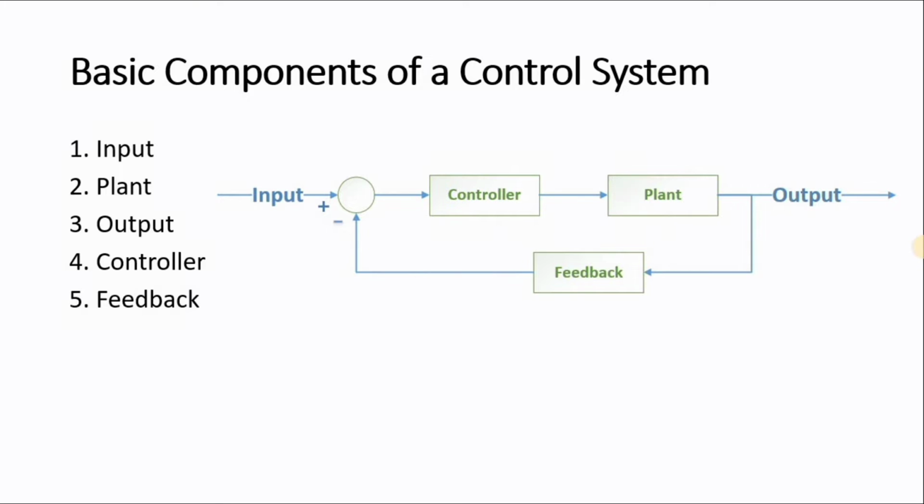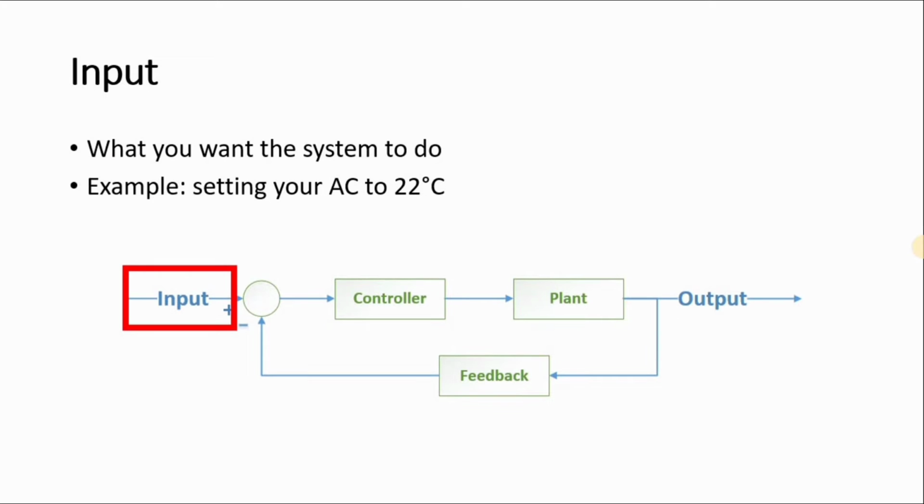Now let's discuss the basic components of a control system. A control system is made of 5 basic parts: input, plant, output, controller, and feedback. Let me explain each of these using the same AC example. So the first component is input. The input is simply what you want to happen. So when you set the AC to 22 degrees Celsius, that's your input. You are telling the system, hey, this is my goal.